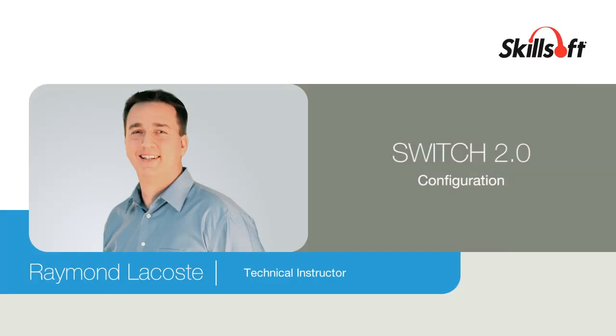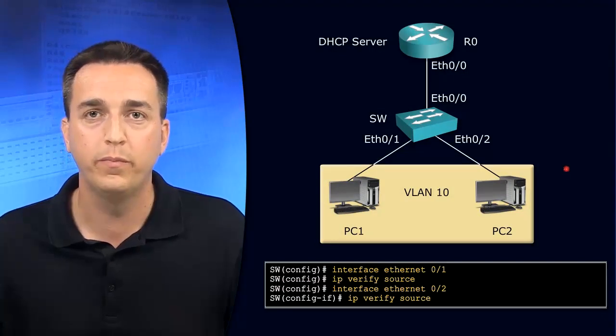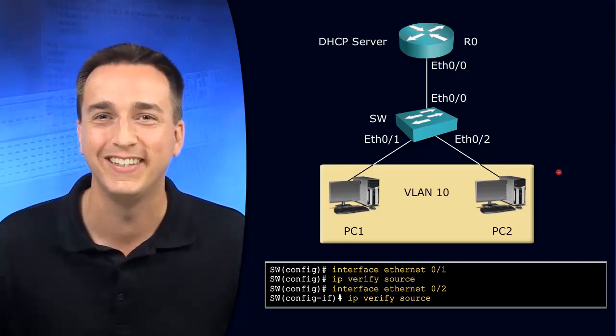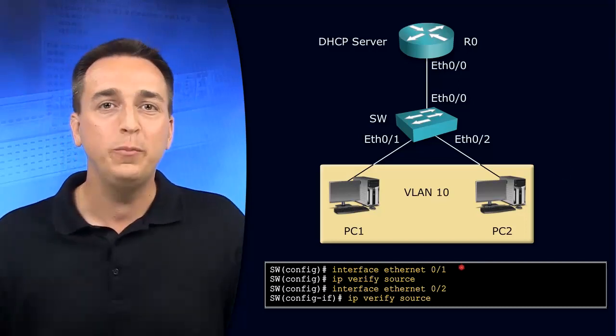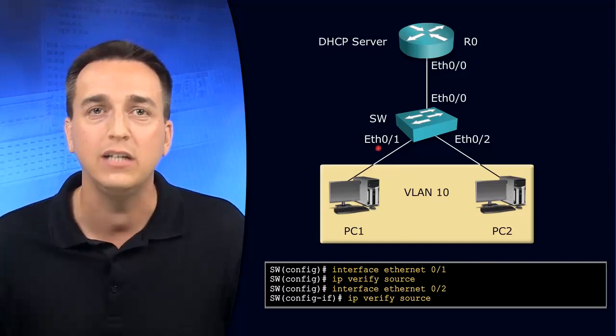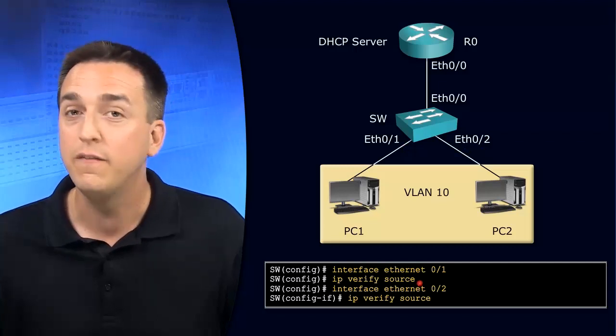Configuring IP source guard is probably the easiest configuration you will ever do. Well, that's only if DHCP snooping is already configured. If it is, you go to the untrusted interfaces, in this case Ethernet 0/1 and Ethernet 0/2, and you type in IP verify source.